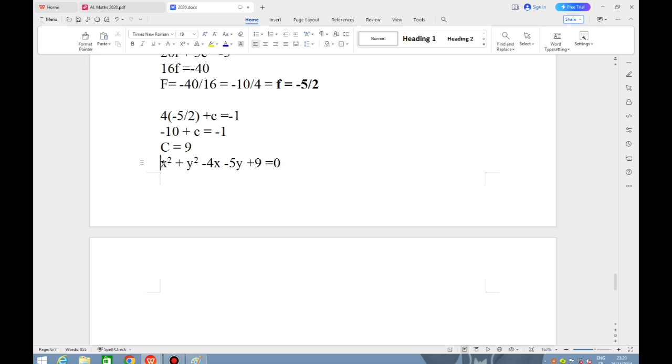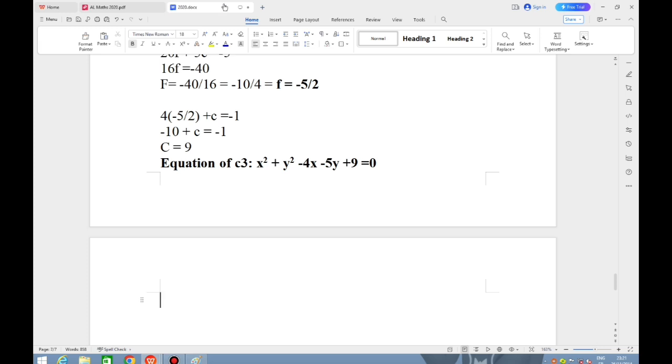So this should give us the equation of circle 3. The equation of circle 3 is equal to this. This is the equation of circle 3 as required by the question. So that's it for question 5. Moving on to the next question, question 6.